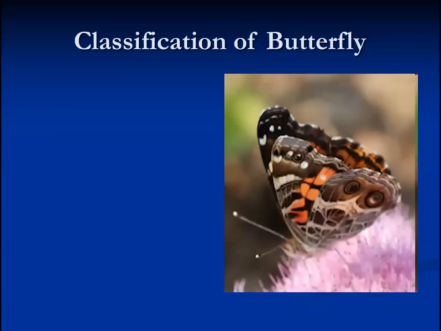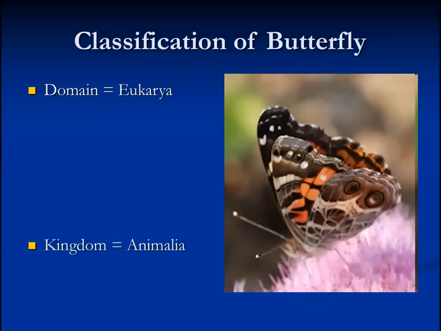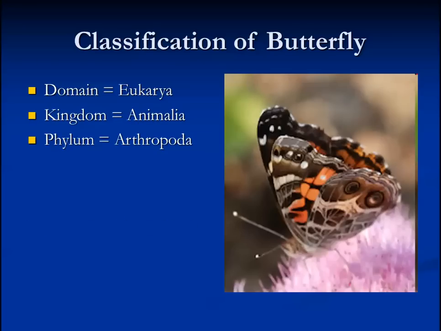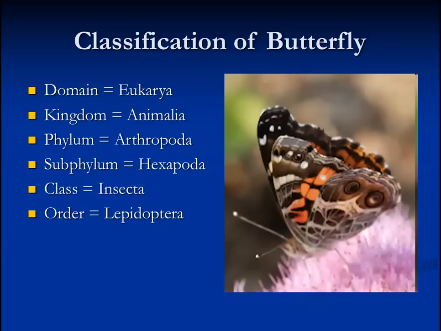So, classification of butterflies, starting with domain. Domain, eukaryote, of course. Kingdom, Animalia. Phylum, Arthropoda. Subphylum, Hexapoda. Class, Insecta. And order, drumroll, Lepidoptera. Got it? There you go. Hopefully you feel very intelligent being able to classify a butterfly from the domain to the order level.